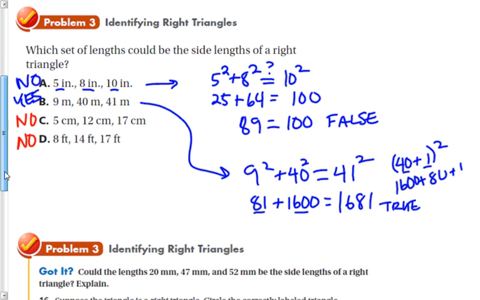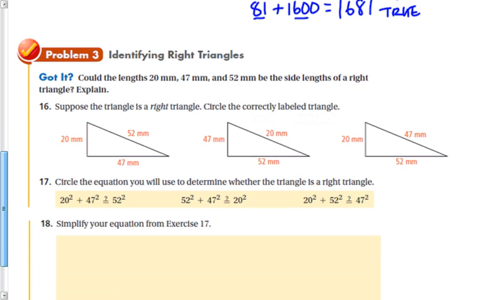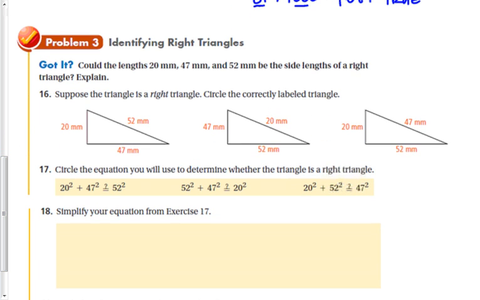Check whether either of those were right triangles. And so go ahead and do problem 3 here on your own. See if you can figure it out. Make sure that you identify the right parts of the triangle with the right numbers.